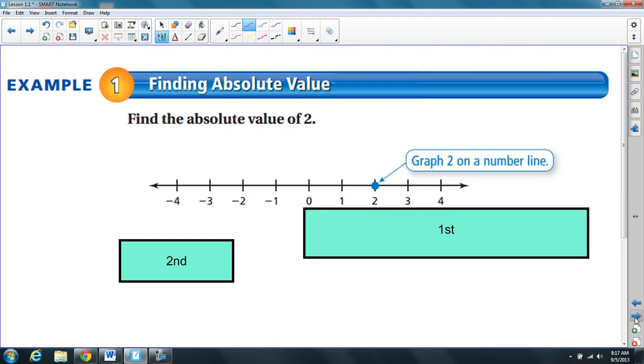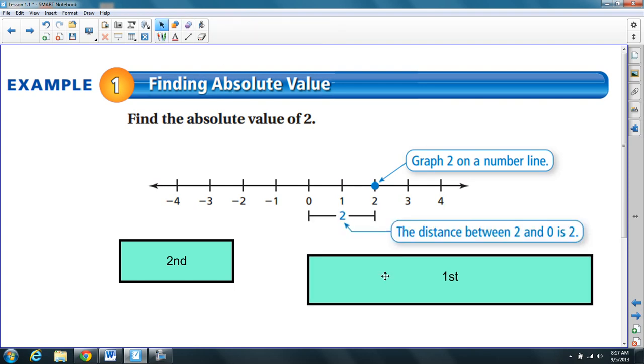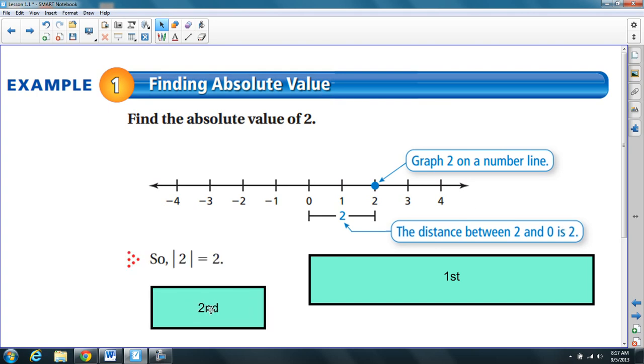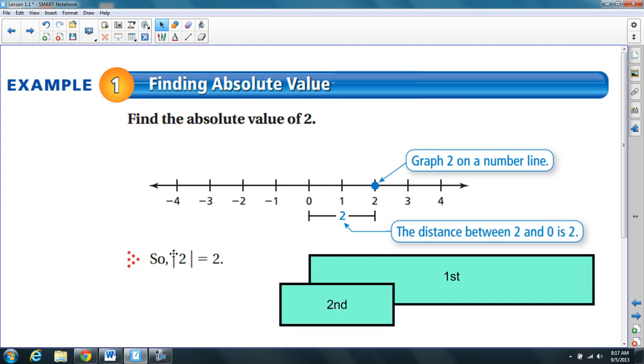Find the absolute value of -2. So first, what's the distance from 2 to 0? How far is the number to 0? So I hope you're saying 2 units. So the absolute value, again, here are the bars. That's your question. What is the absolute value of 2? Your answer is +2.